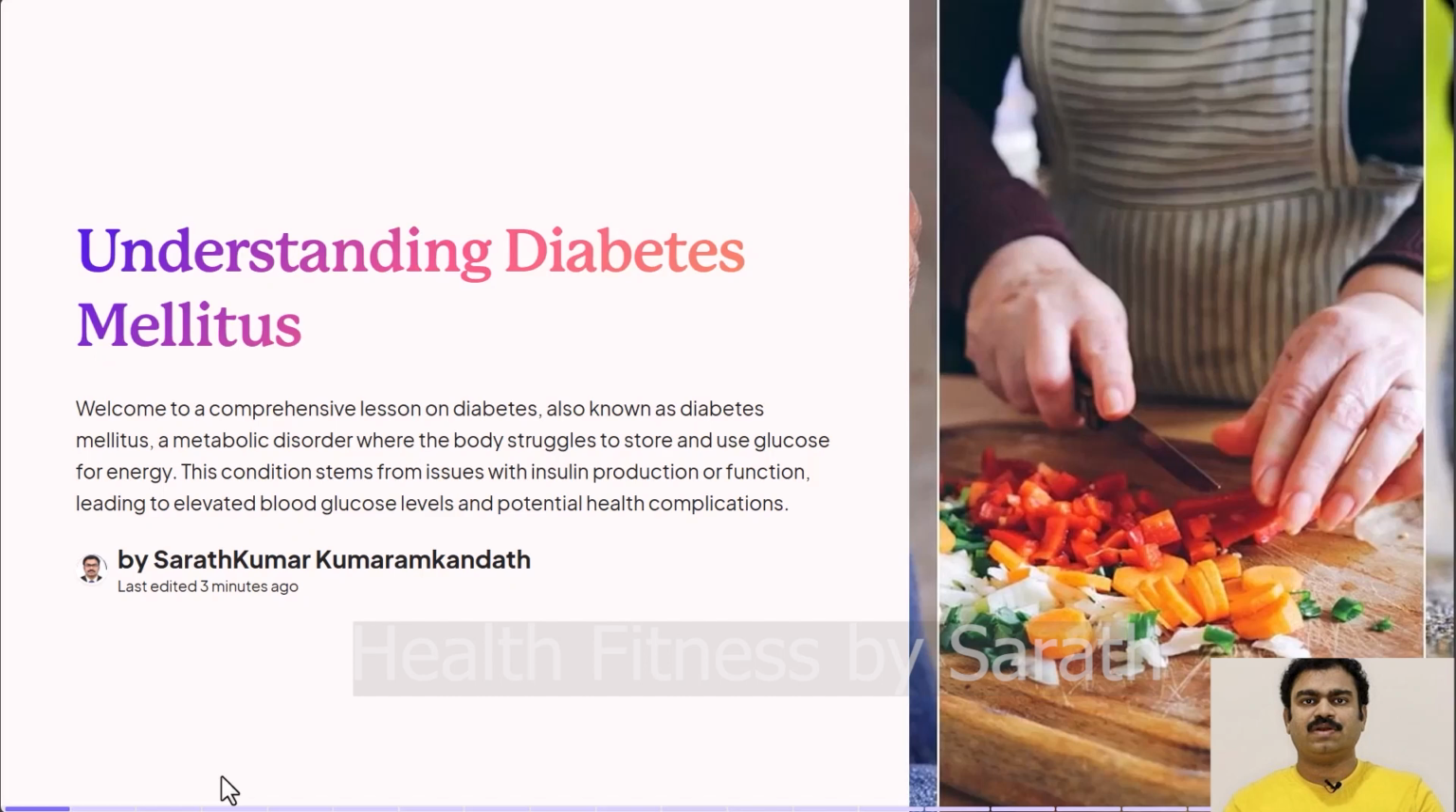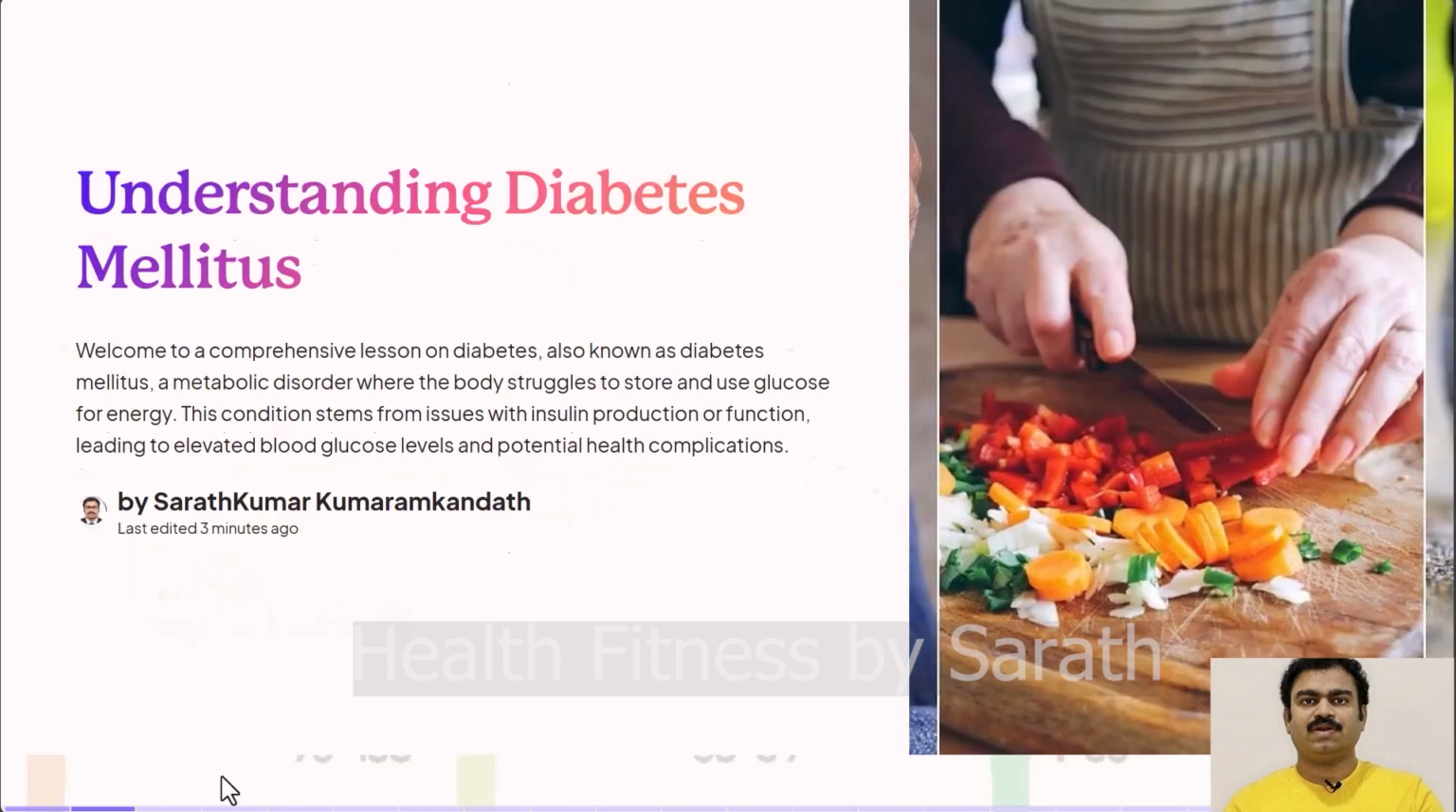Alright, welcome to a lesson on diabetes, otherwise known as diabetes mellitus, a metabolic disorder in which your body cannot properly store or use fuel for energy. The fuel that your body needs is called glucose or sugar. Glucose comes from foods such as breads, cereals, pasta, rice, potatoes, fruits, and vegetables, and it's also made in your liver and muscles. Your blood carries glucose to all of your body's cells to use for energy.